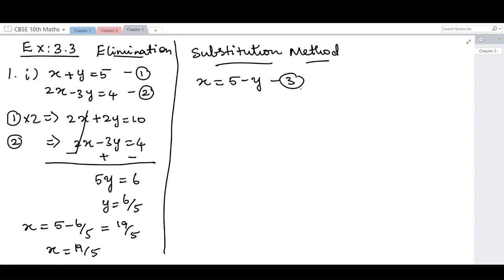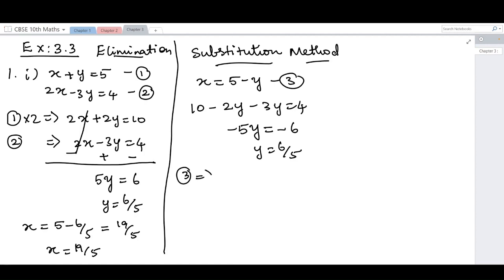From this, I will obtain the value of x to be 5 minus y. So if I substitute this third equation in the second equation, I will get 10 minus 2y minus 3y equal to 4. So minus 5y equal to minus 6. So y equal to 6 by 5. So if you substitute this y value in the equation 3, I will get x equal to 5 minus 6 by 5, which is nothing but 19 by 5. So in both the methods, we will get the same answer. Clear?